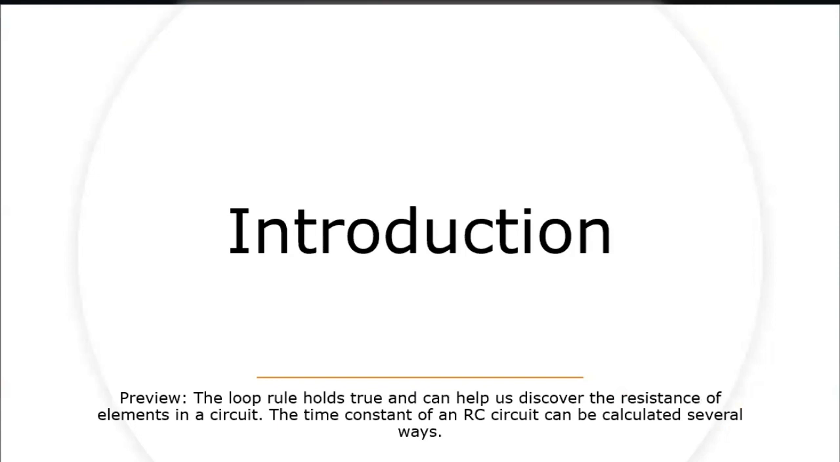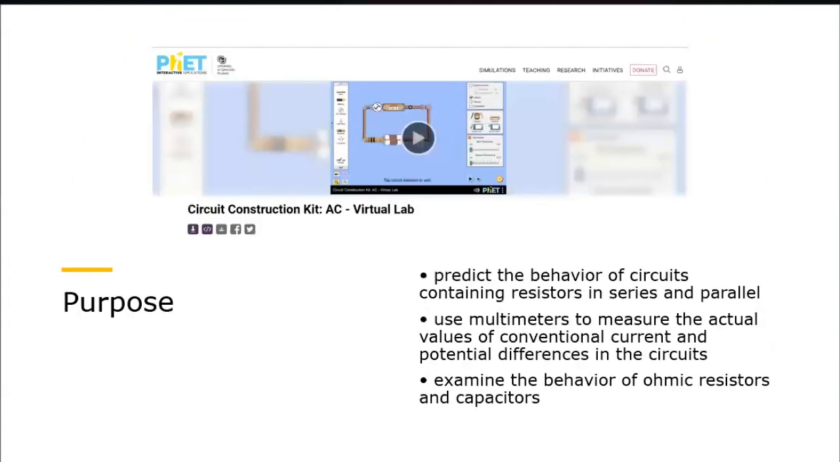So here's my introduction. A preview of the main results is that the loop rule holds true and can help us discover the resistance of elements in a circuit. The time constant of an RC circuit can also be calculated several ways, which we'll show.